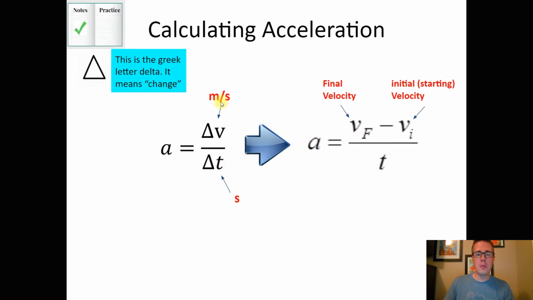For our velocity, it's still meters per second. It does have a direction since velocity is in here, but we're just going to use positives and negatives to tell our direction for this class.